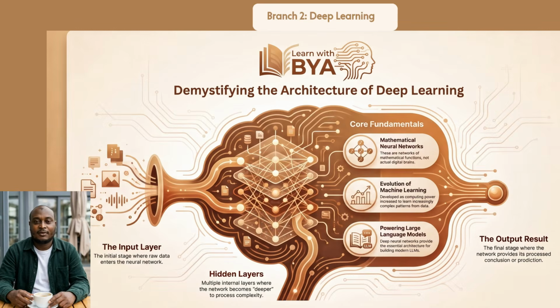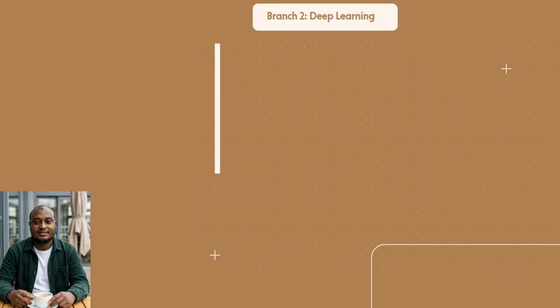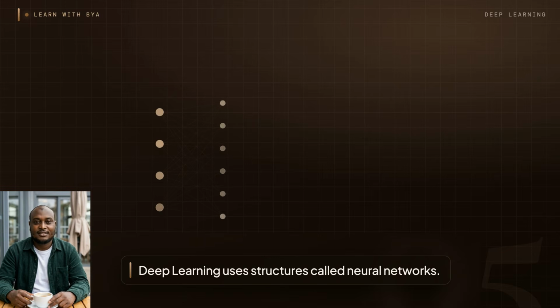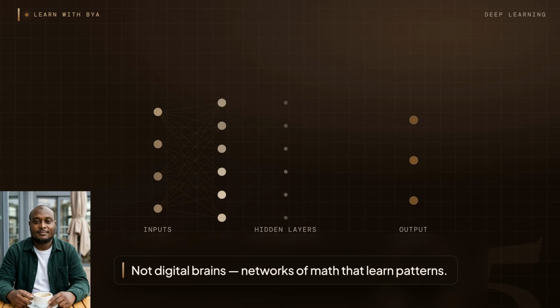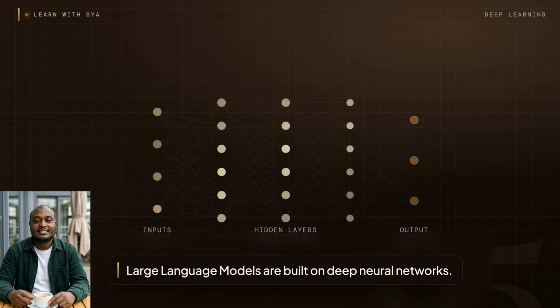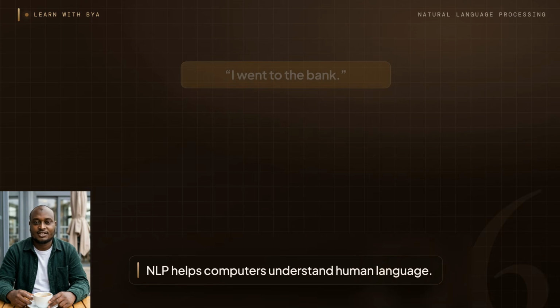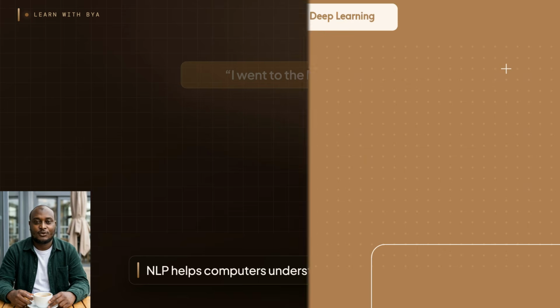As computing power increased, researchers developed a more powerful form of machine learning called deep learning. Deep learning uses mathematical structures known as neural networks. Although inspired by biological neurons, these are not digital brains, they are networks of mathematical functions that learn increasingly complex patterns from data. Large language models are built using deep neural networks.